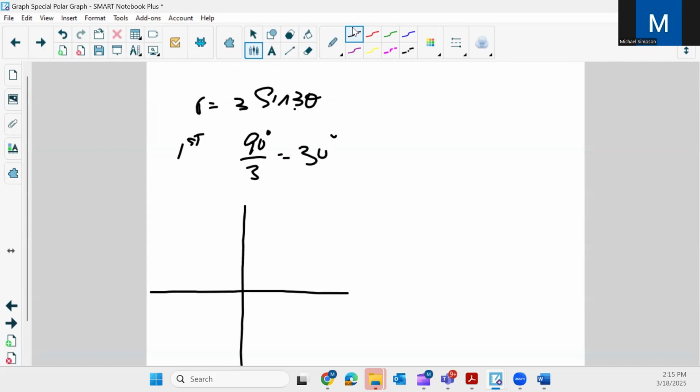Good question. Where does it come from? If I explain that to you, it's going to take a while. Watch this now. So where's 30 degrees going to be? This is 45 right here, so 30 is good. That's my first petal now. I have 2 more to go. Where are they going to be?